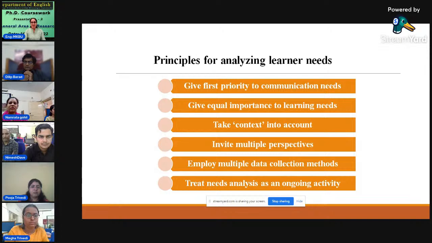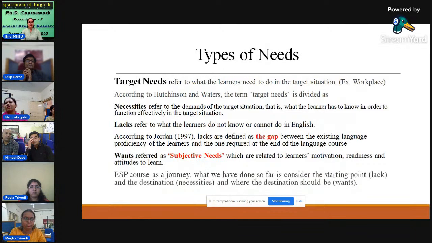There are various types of needs, but specifically it is divided into two types of needs: target needs and learning needs. In short, target needs refers to what learners need to do in the target situation. Target situation means future situation. For example, students from commerce have a goal or aim to have a job in HR, human resource manager. So according to that role, according to that purpose, what kind of language do they require to perform well in the target situation, like the workplace or any other places where we can use English.